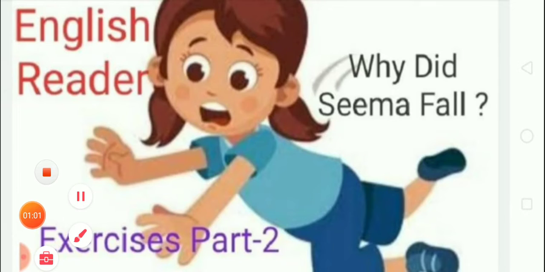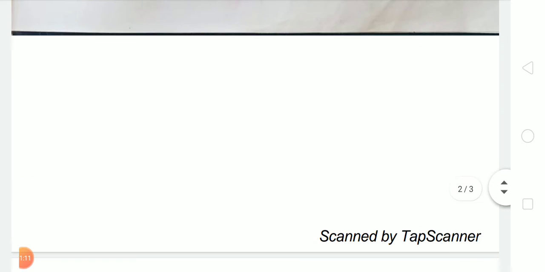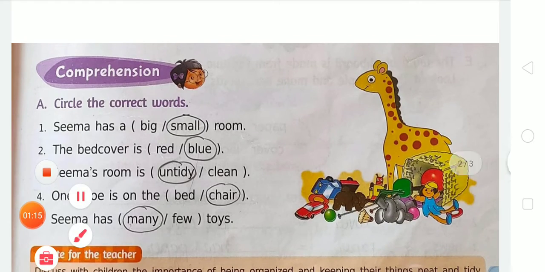So student, let's do the exercises of this chapter. First of all we have to open chapter number 3. Dear student, we have already completed exercises A and B, so one more time we are going to recheck these exercises. So what will we do in this exercise? Student, there is exercise A. We have to circle the correct words according to the sentence.